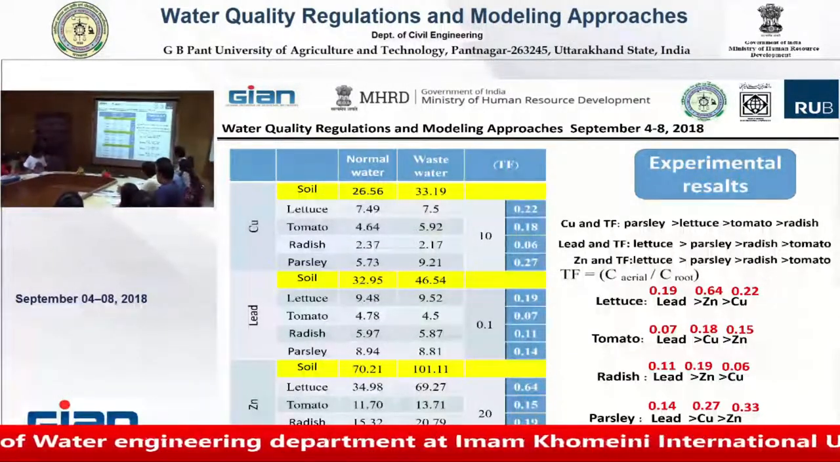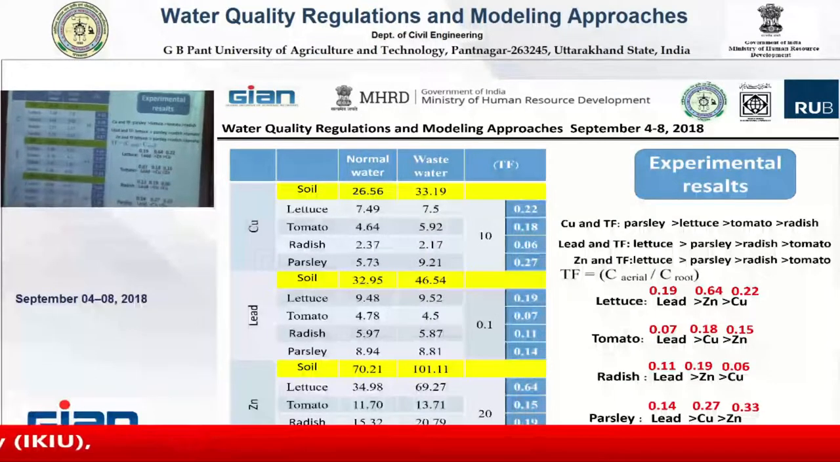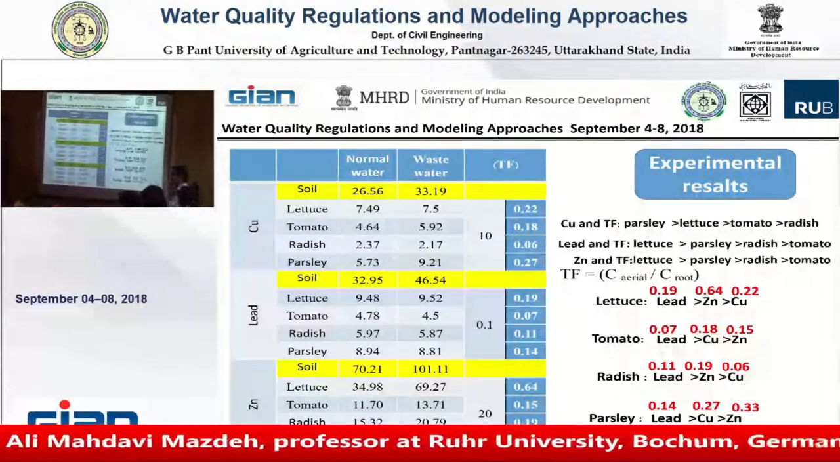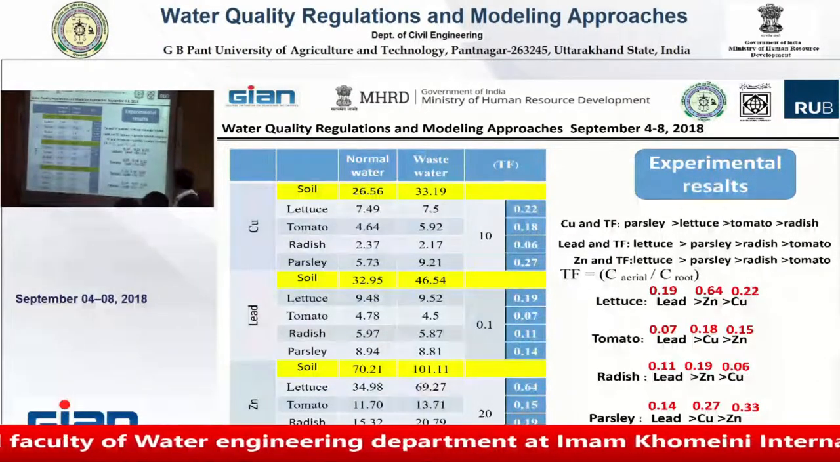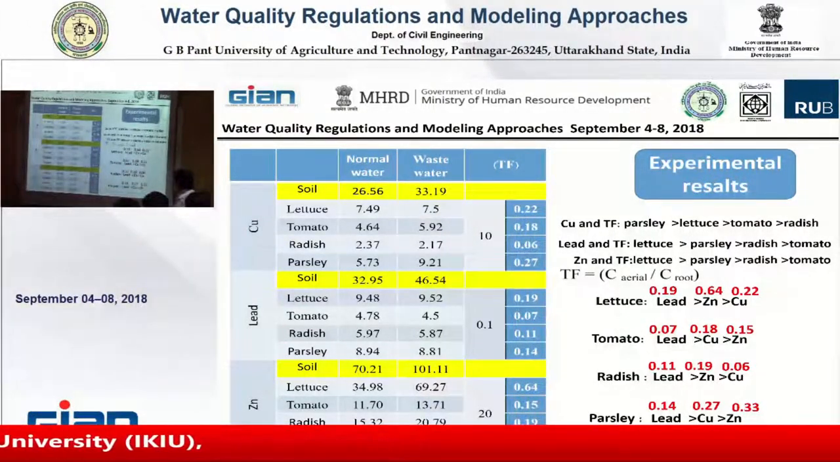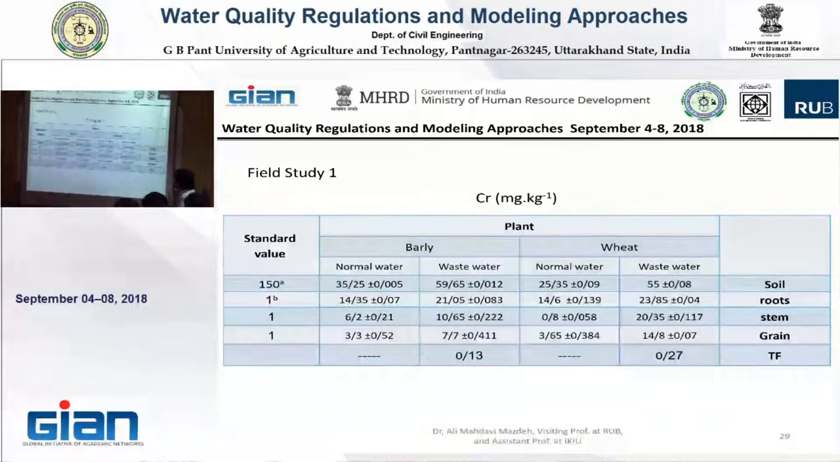Now we organize these data based on the fruits and plants to see which plant is more sensitive to which element. We will see here based on the values that we have in this farm. It is for this farm; we cannot globalize it. Lettuce: lead is the worst, and Cu is the best. About the tomato, again lead, radish again lead, and parsley is lead. So we can understand that lead or Pb is one of the dangerous materials, between these three at least, because we have cadmium and other things that we should consider. This is about the experimental result.